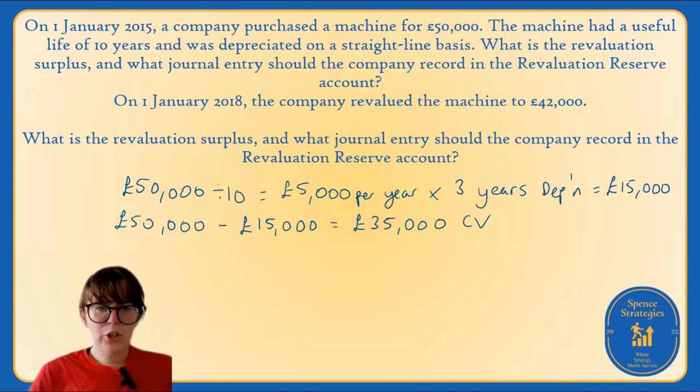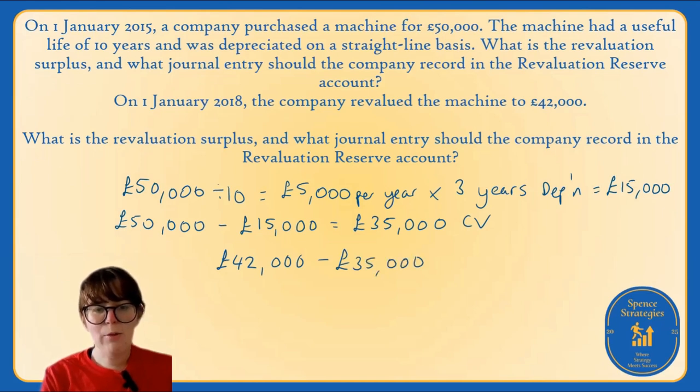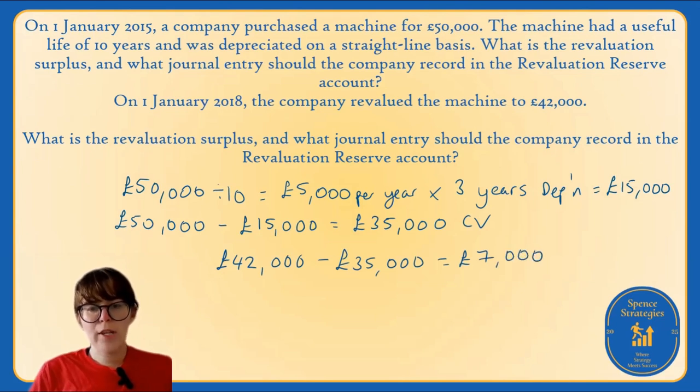But hang on a minute, because the company revalued that asset, and they revalued it to £42,000, giving us an upwards revaluation. The machine hadn't quite depreciated as much as what we thought it was going to do. So therefore, we need to do a journal entry to correct this. In order to calculate it, it is as simple as doing our new revaluation amount, being our £42,000, and deducting our current carrying value of £35,000 to calculate how much we need to account for our upwards revaluation, which is of course going to be £7,000.